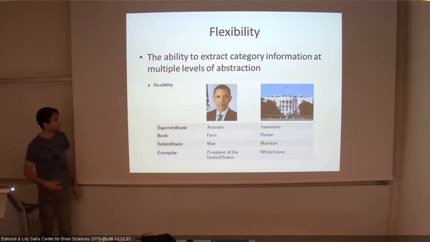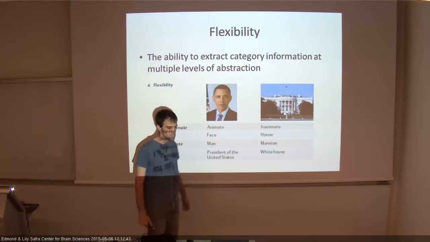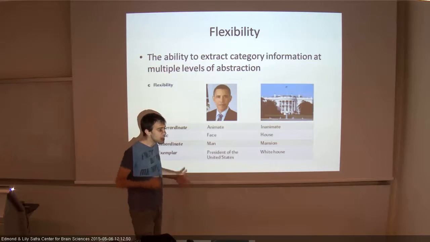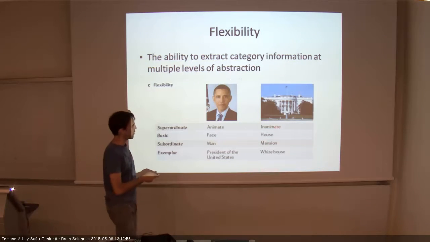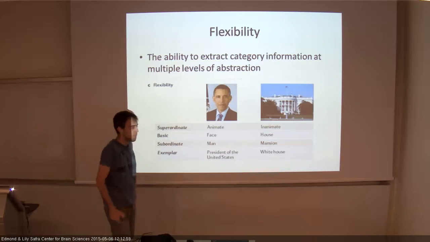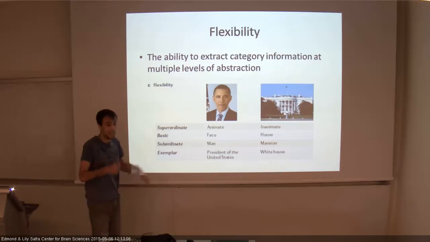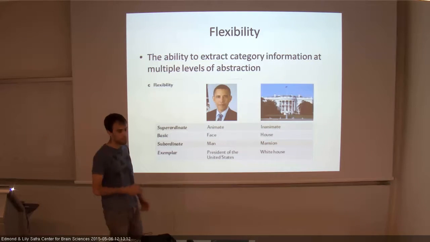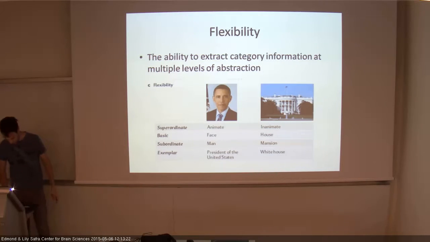And the third thing is flexibility, the ability to extract category information at multiple levels of abstraction. So if, for example, I have these two exemplars here, I can categorize them at different levels. I can think about something very general, such as animate versus inanimate, or I can categorize this in so many levels, and I need to gain access to each and every level. Unfortunately, I won't talk about flexibility today, but Carmel will mention it a little bit, or not? Not really, a little bit, maybe, okay.